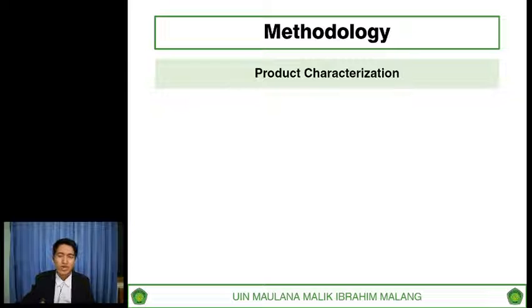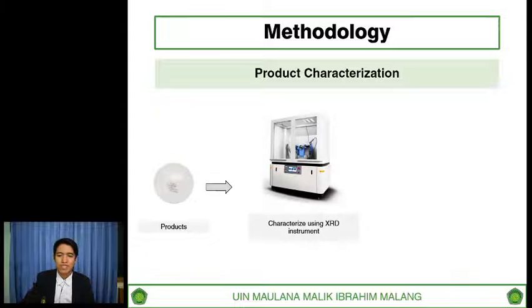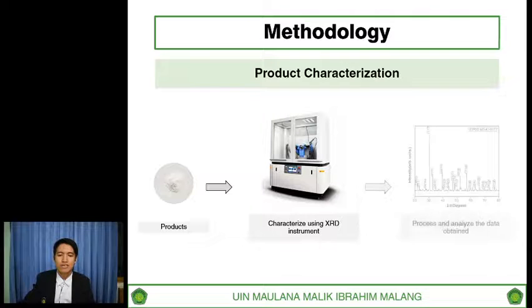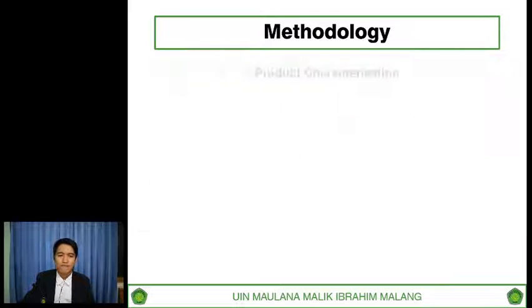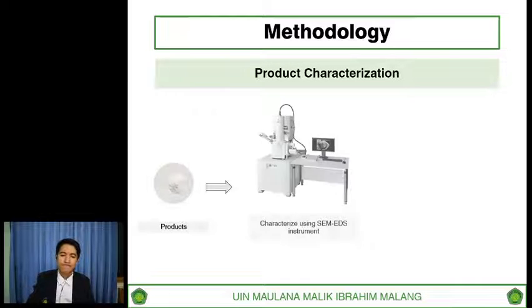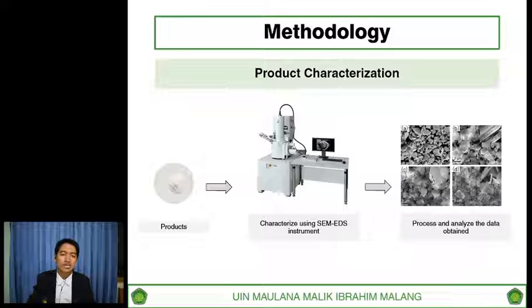The last one is product characterization. The first characterization we use is X-ray diffraction, in which the product is characterized using XRD, and from the obtained data we can obtain the crystallographic data. The second one is characterization using SEM-EDS, in which we can obtain the morphology information and also the composition of each compound and each element in our materials.